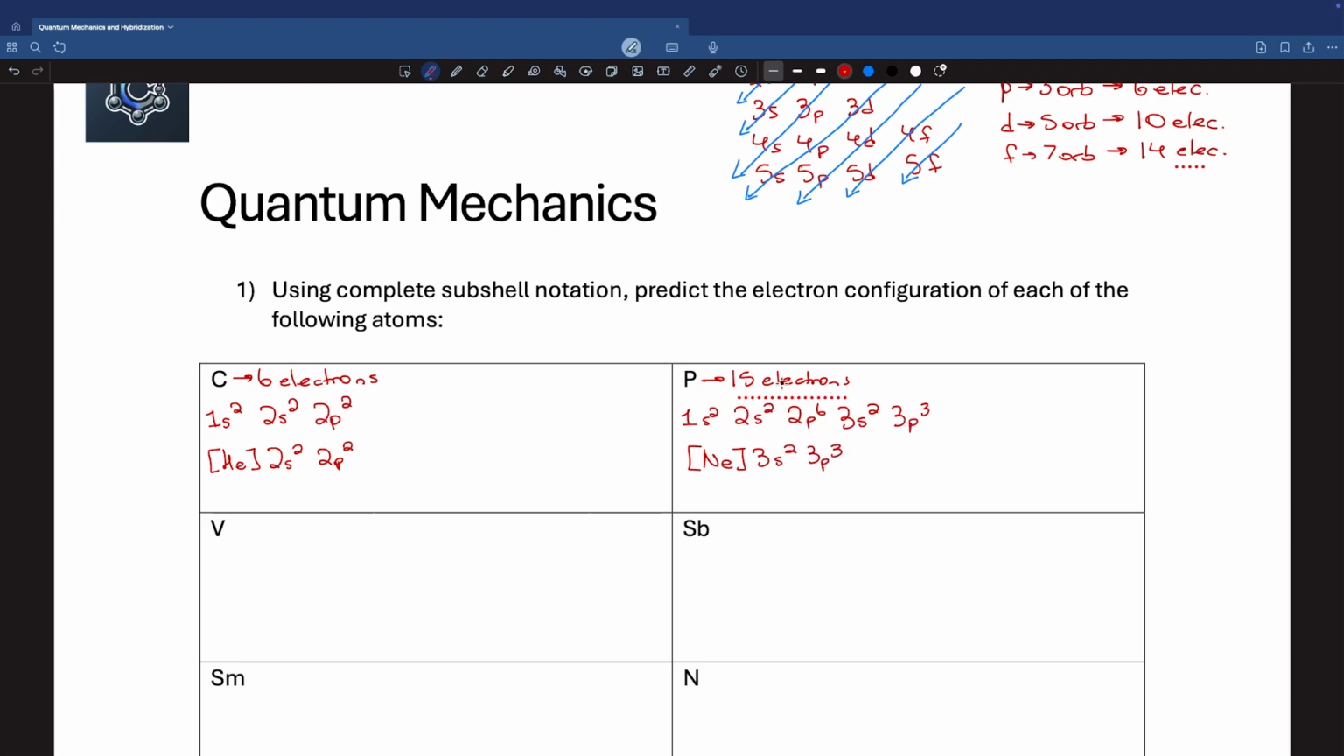So understand that these are both valid electron configurations. This one is just a shortened form that we sometimes use.